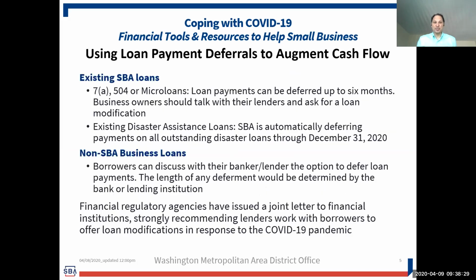Now, existing SBA loans. If you already have a 7A, a 504, or a micro loan, that's an SBA loan, they can be deferred up to 6 months. So this is something that SBA lenders have always had the power to do. They can defer payments for up to 6 months. Naturally, they don't do this all the time. They do this only in extreme circumstances, and I think these are extreme circumstances.